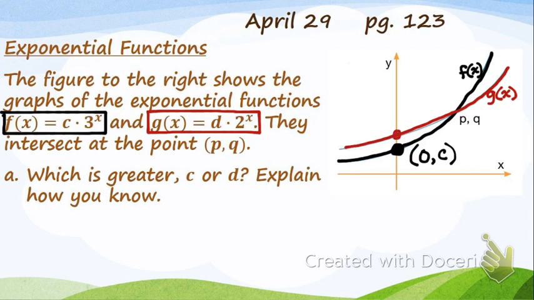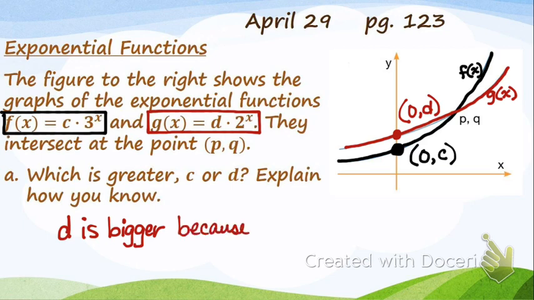So which one, c or d, is bigger? D is bigger. How do you know? Because it starts up higher on the y-axis. Good job.